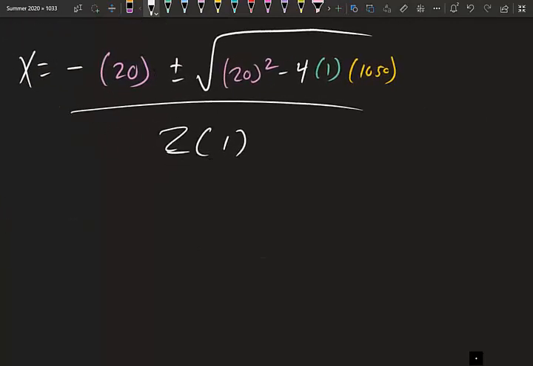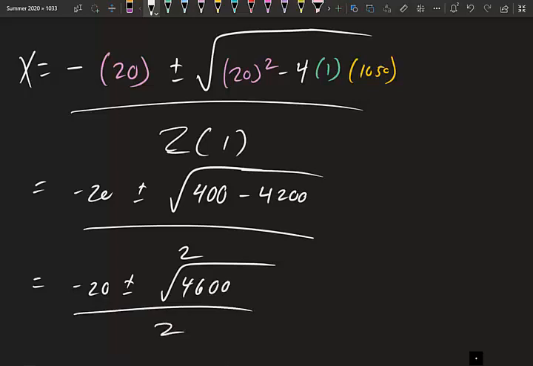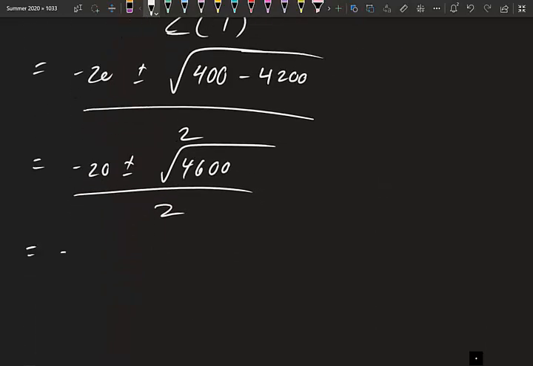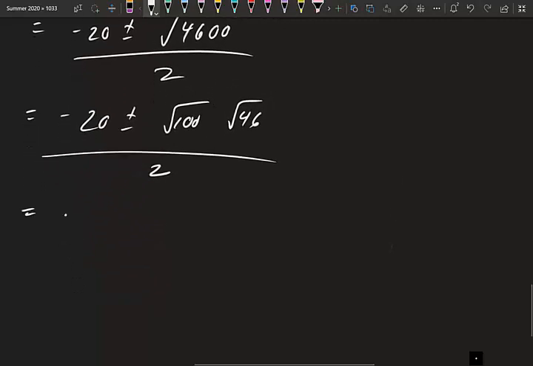Alright, let's simplify inside the radical. So we have negative 20 plus or minus, 20 squared is 400. 4 times 1 times 1050, we get 4200. All over 2, combine like terms. So we get 4600, and we can simplify 4600 into 100 times 46. We can simplify 100 into 10.